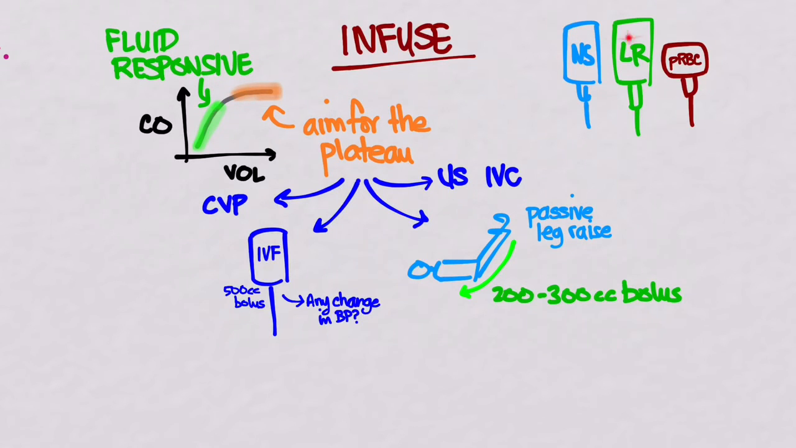So does it make a difference what kind of fluid you give? Normal saline, lactated Ringer's, or blood? Well, of course, in hemorrhagic shock, the thing that the patient is losing is blood. And so you want to give them back blood. So we want to give enough blood that there's enough hemoglobin to circulate the oxygen around and keep the patient well perfused.